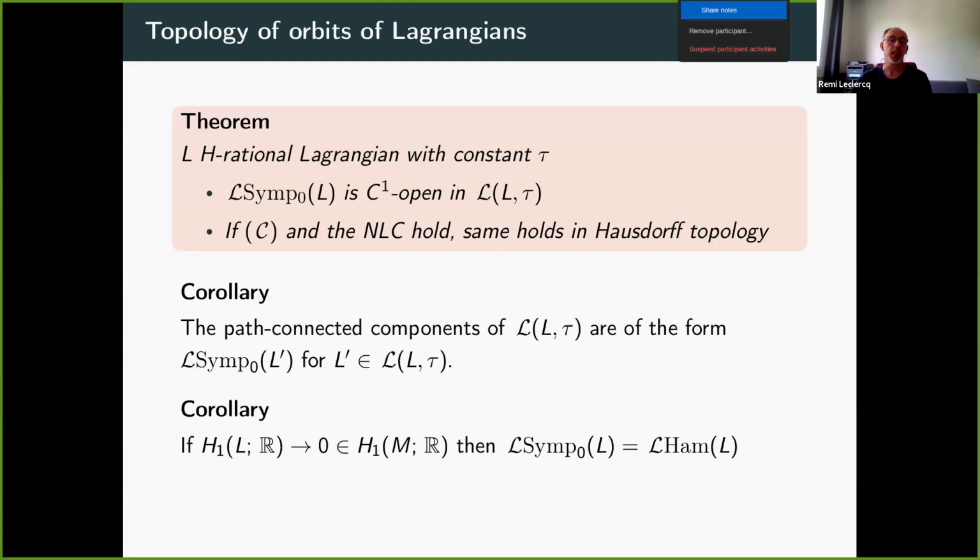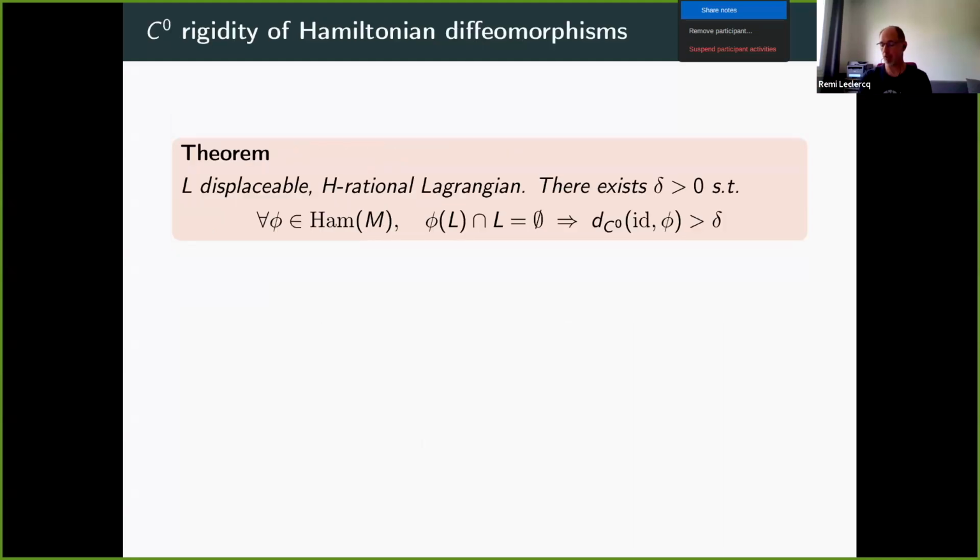Okay. And I have one last, do I have time? I think I do, right? Yes. One last really quick application is C0 rigidity of Hamiltonian diffeomorphisms. You take L, which is displaceable. I want to displace it, so it needs to be displaceable. And you assume it's H rational. Then what we're saying is that there exists some positive constant delta such that any Hamiltonian diffeomorphism which displaces L is at C0 distance from the identity at least delta, which, I don't know, was not known.